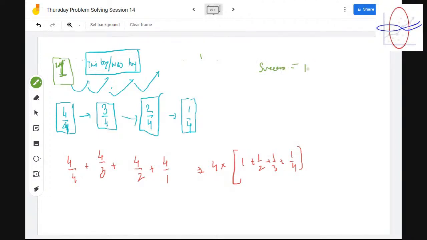It's the number of new toys by total number. So in the first n1, number of new toys, all of them are new toys. So n by n is 1. Success probability is 1. In the second case, it's a conditioning, not the conditioning per se.